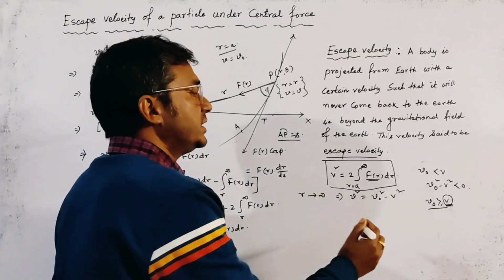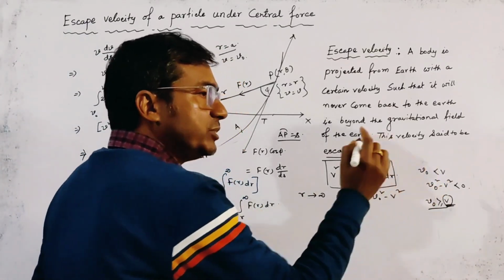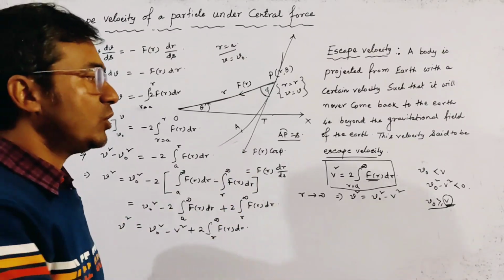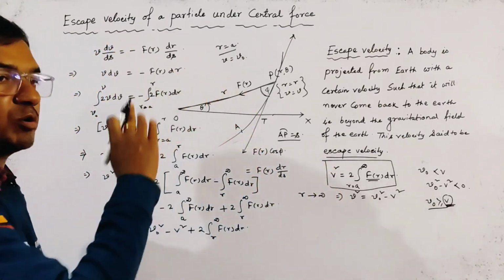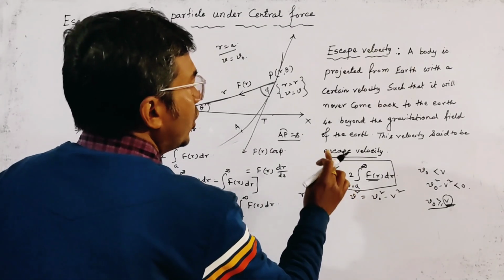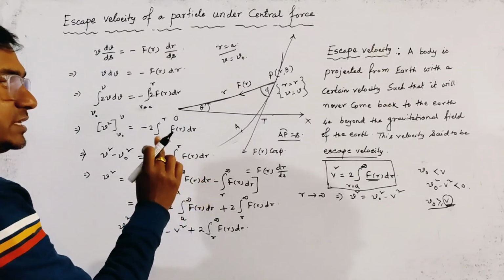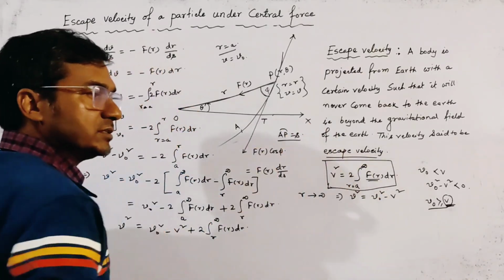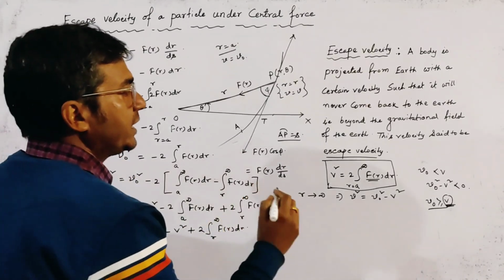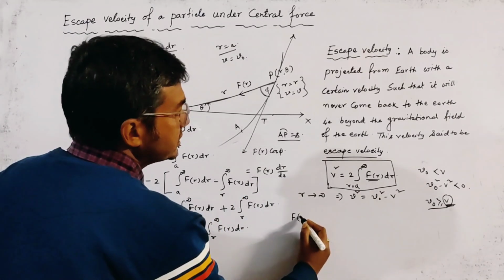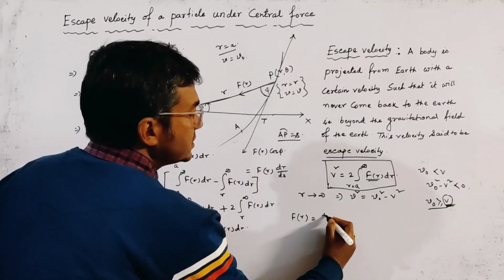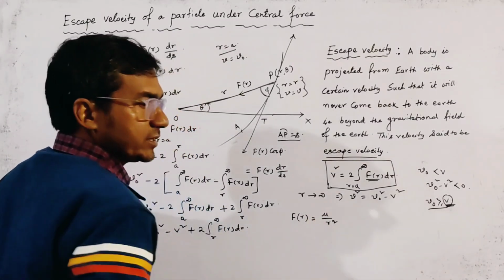Okay, so for this reason, this value of velocity is said to be the escape velocity of the particle in the central orbit. So we have to find the escape velocity of a particle in a central orbit from this relation. Now, in particular, if we take the central force which is inverse square law, that is f of r equal to mu by r square.